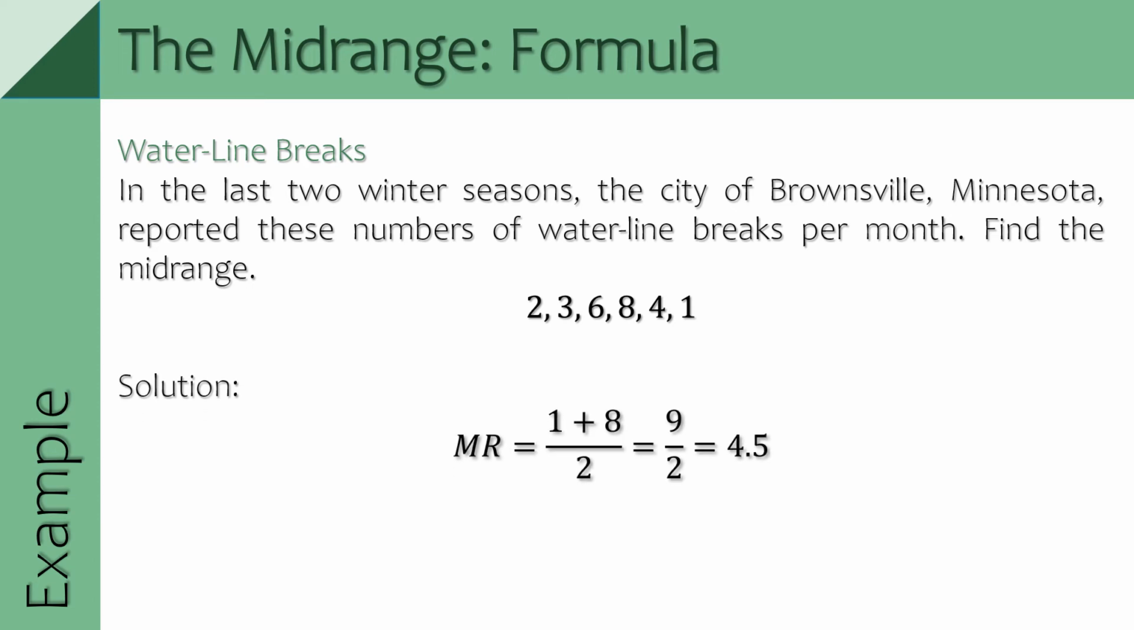Okay, so for the solution, okay, so let's get the lowest and highest. Ang lowest value is 1. Ang highest value is 8. So we have 8 plus 1 over 2, and that is equals to 9 over 2, and equal to 4.5. Okay, so ito yung mid-range niya.